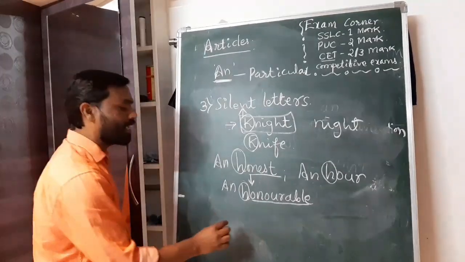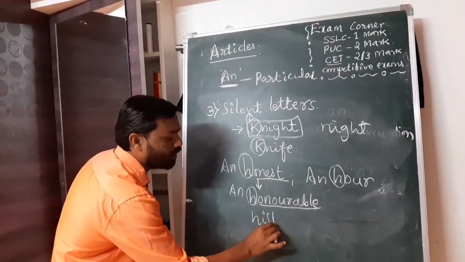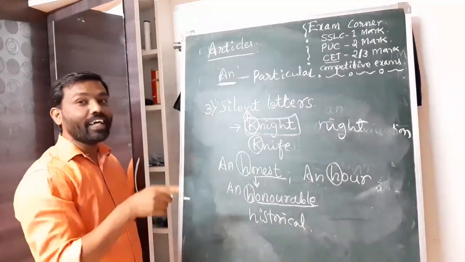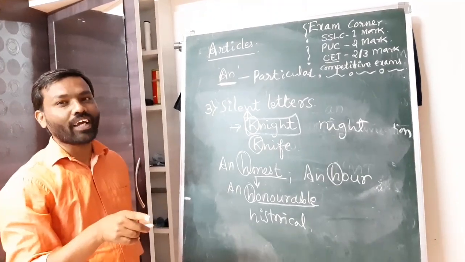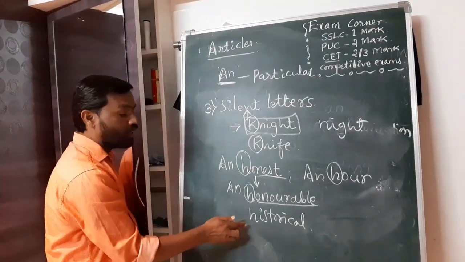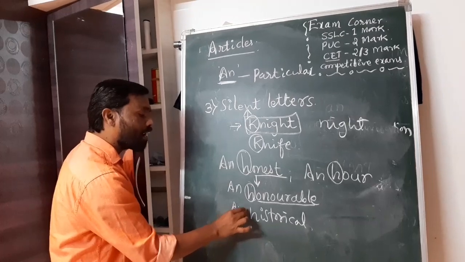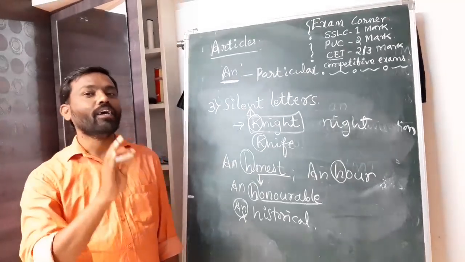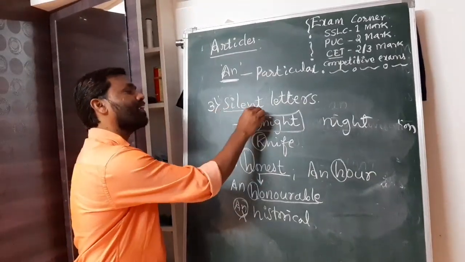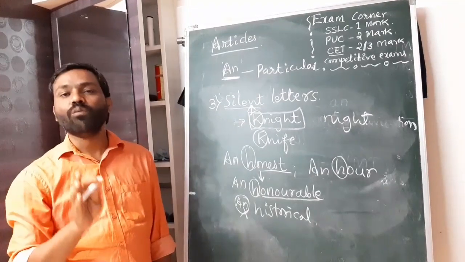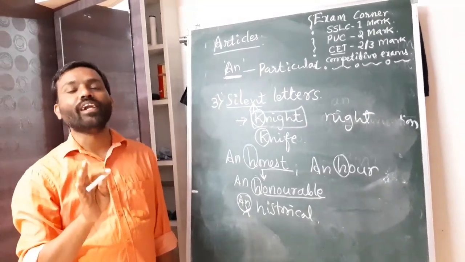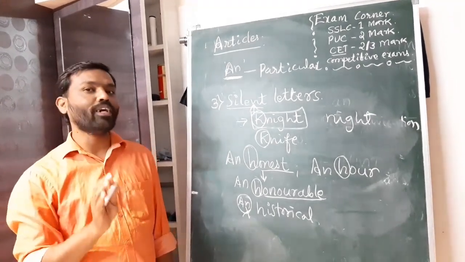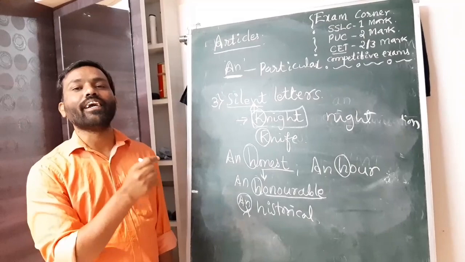But there is an exception. Suppose I write it like this, historical. See here, we are pronouncing H. We are not saying "istorical"; we are saying "historical". So if you use an, it is entirely wrong here. So keep in your mind, when the word starts with a silent letter and immediately it is followed by a vowel sound, only at that time do we use the article an. These are the important rules of using the article an.